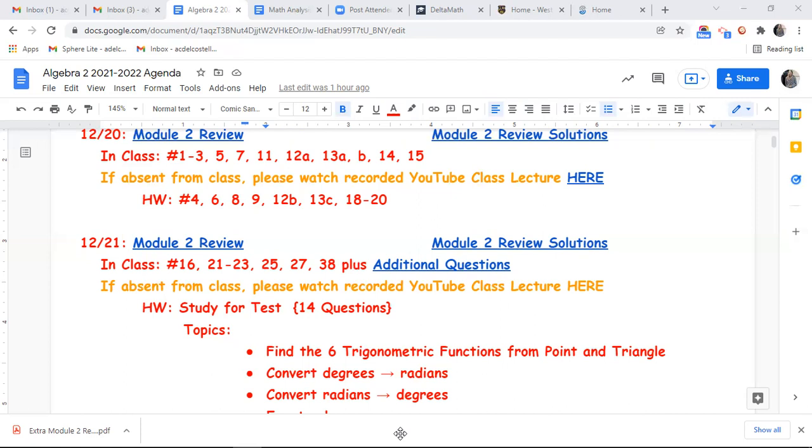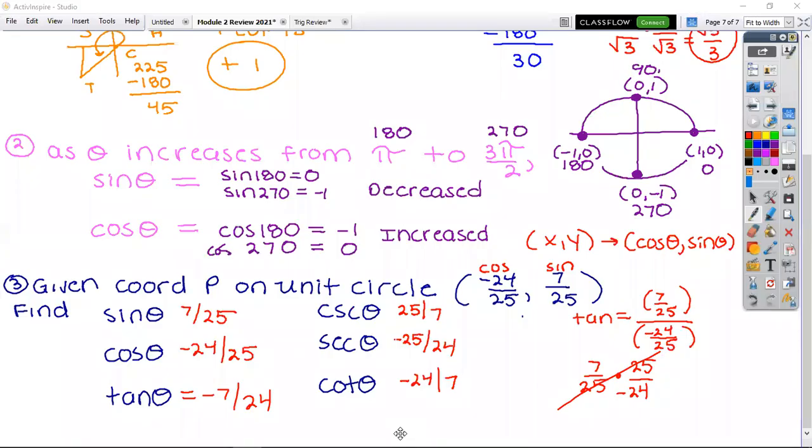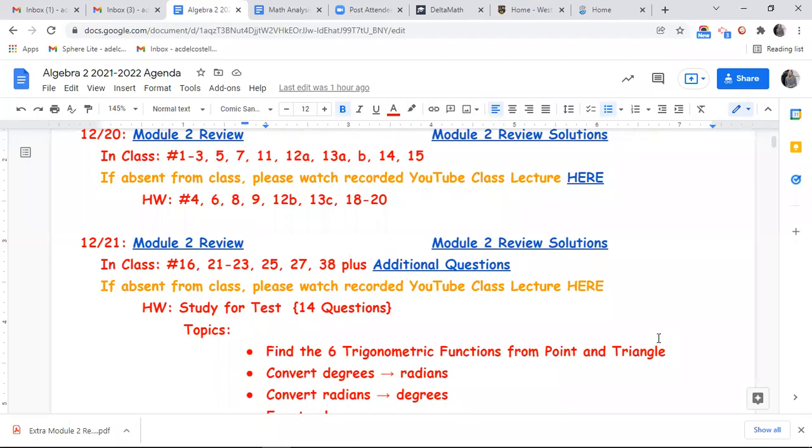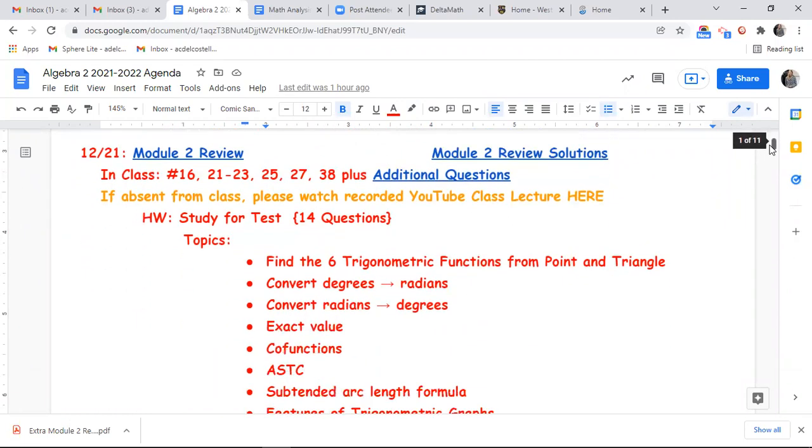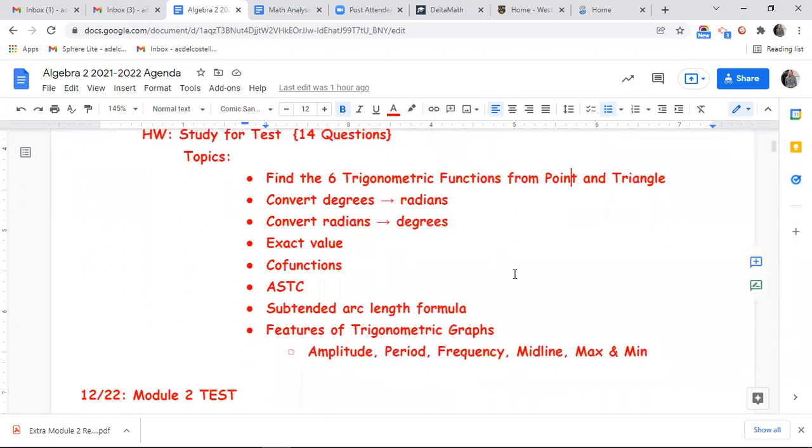And it doesn't want to share that on me. So right on here, if you look, I listed these. So your bullet points, you want to know the 6 trig functions. We just did that. Convert from degrees to radians, radians to degrees, exact value cofunctions, ASTC, S equals R theta, and then all your features of your trig graphs. Anything you guys want to ask about? Okay, you got like 5 minutes to just get yourself situated then.